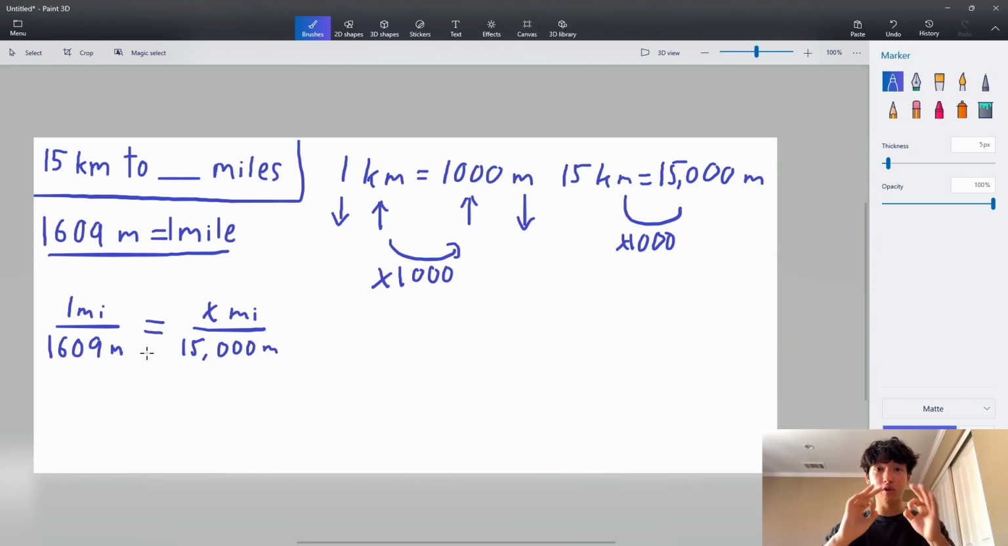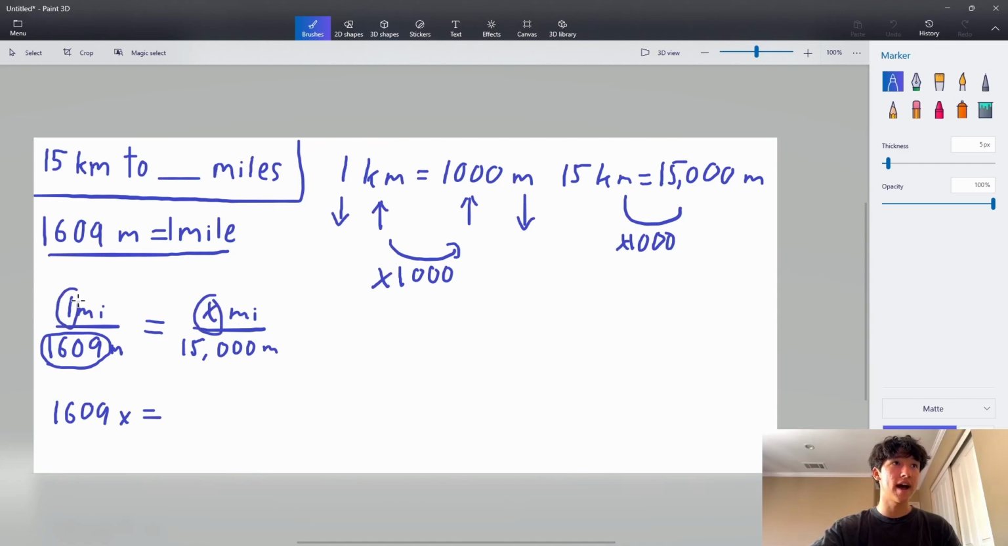Now, once that is set up correctly, what we can do is cross multiply. So it can be 1,609 times X, right? So we just did this times this right here. We're not focusing on the variables. And then now we're going to do 1 times the 15,000. Sorry, but we're cross multiplying like that. You see how it makes an X? Cross multiply. And now 15,000 times 1 is literally just 15,000 again. And then we just solve for X.